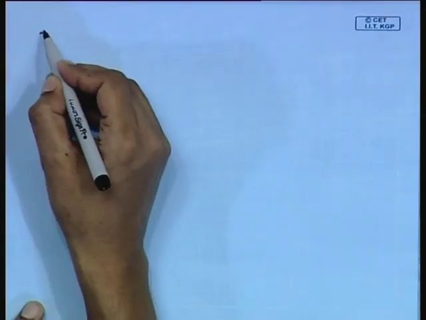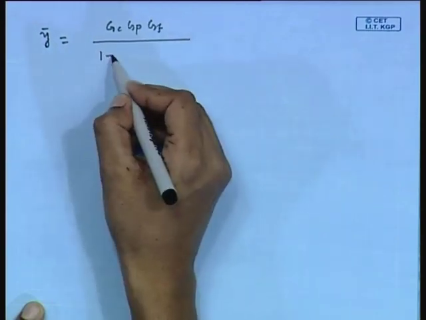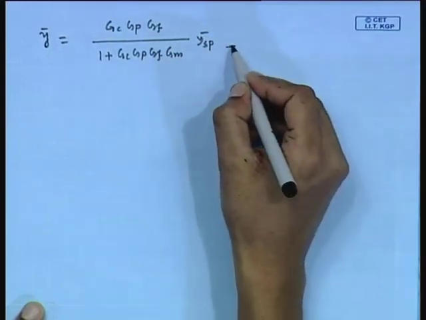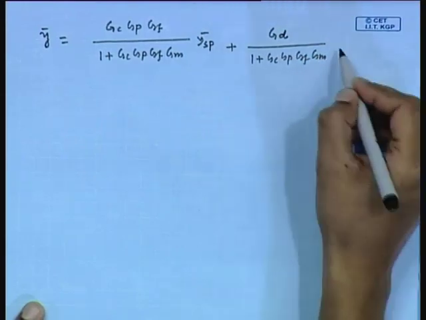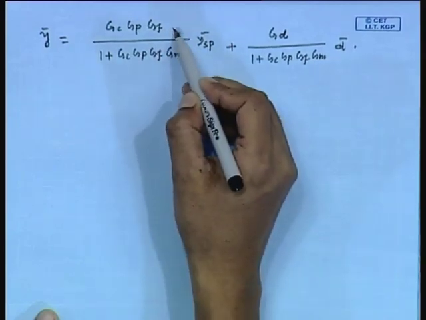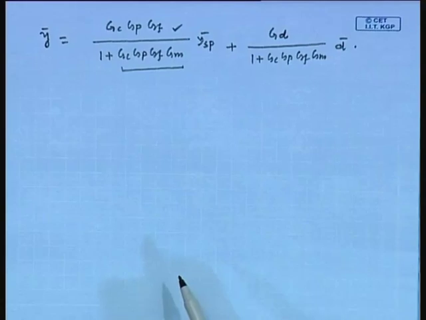So, our original transfer function is Gc Gp Gf divided by 1 plus Gc Gp Gf Gm, y set point bar, plus Zd divided by 1 plus Gc Gp Gf Gm, d bar. We will use this transfer function mostly in the analysis of different features. You see here, the transfer function of the measuring device does not exist in the numerator. And in the denominator, all the individual transfer functions are included.